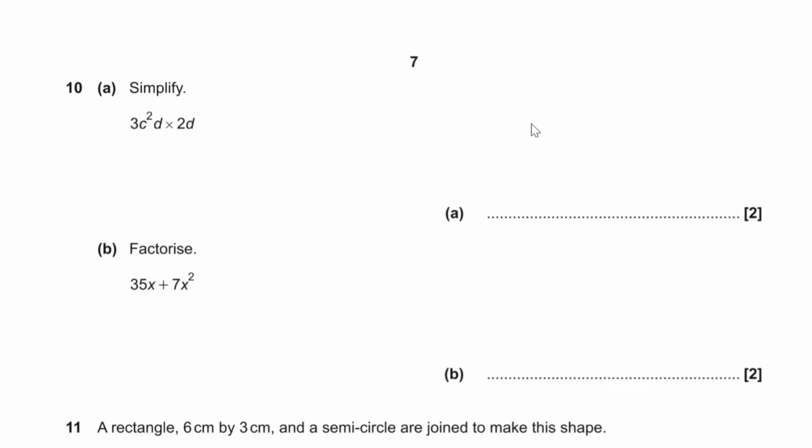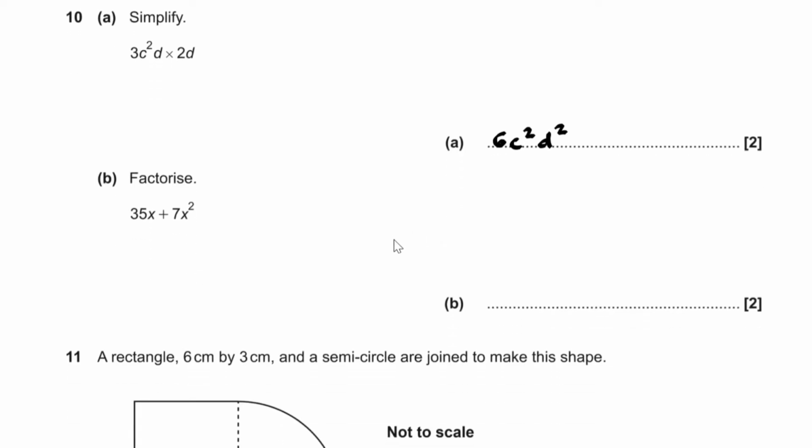Question number 10. For part A, we have to simplify 3c squared d times 2d. Well, 3 times 2 is 6. c squared is being multiplied by 6, and d times d is d squared. So we have 6c squared d squared.